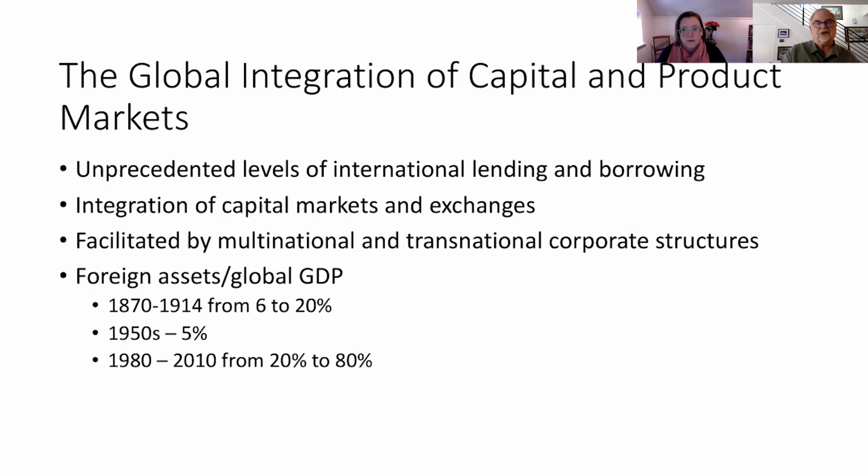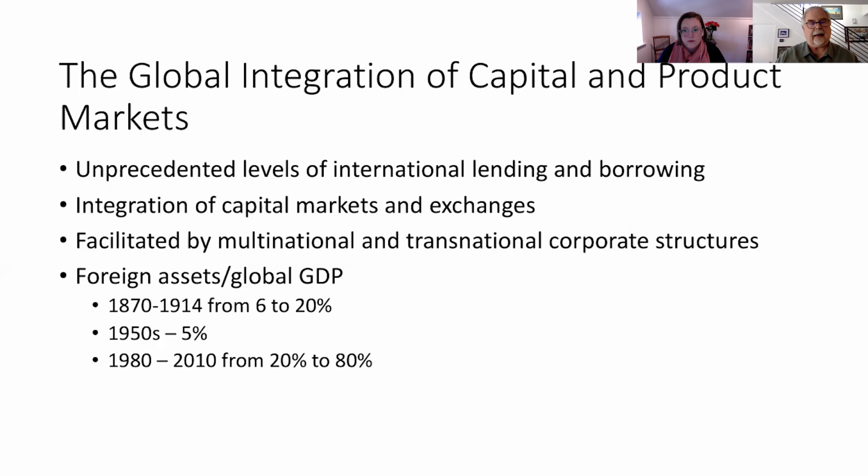And here's this foreign assets to global GDP, right? It's just astronomic in the contemporary period. It reached a peak in 1914 where 20% of all wealth being produced in any national economy was produced by investment from without that economy. But that's increased today to about 80%. And there again, we see in the middle of the 20th century, a less integrated capital market.